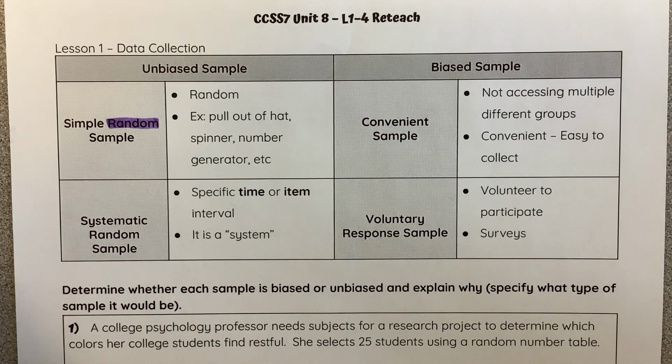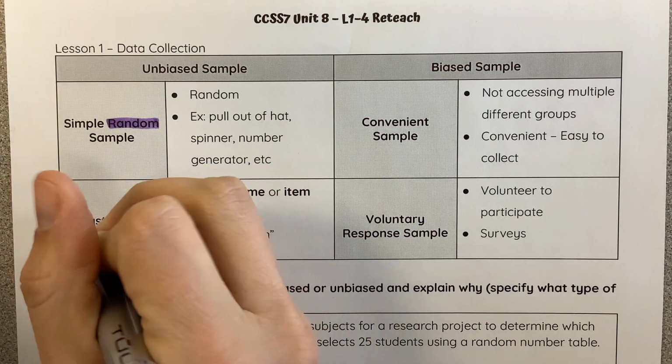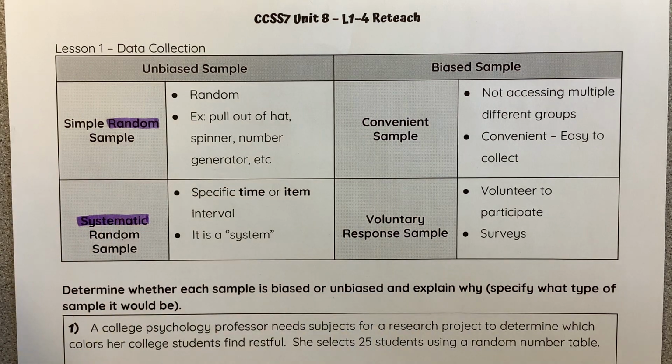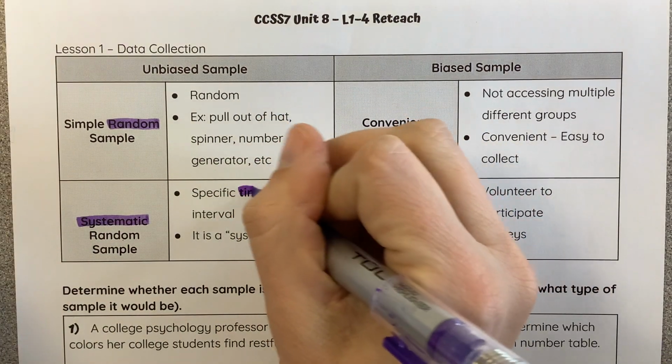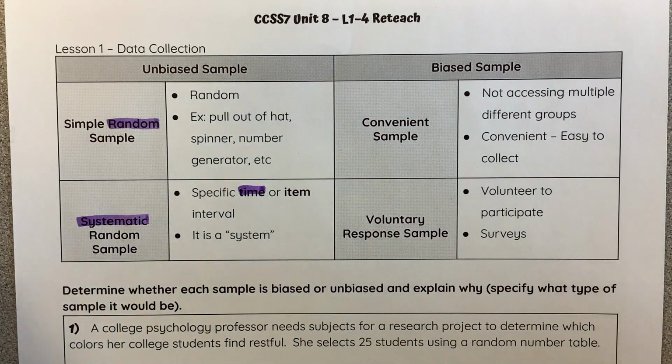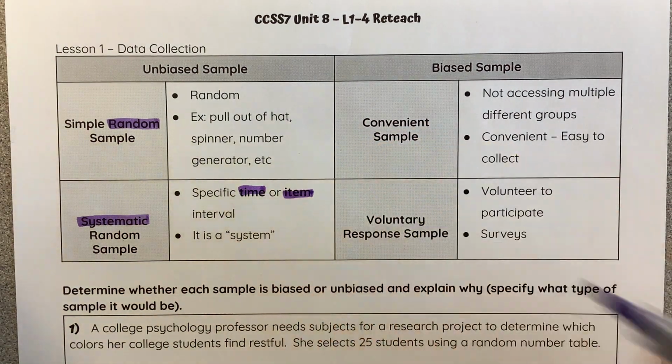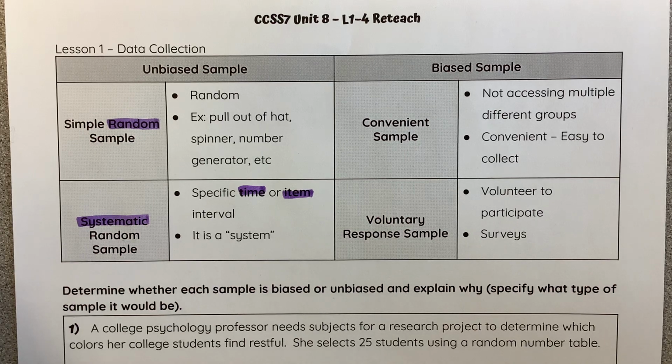For the systematic random sample, the key word is it is systematic. There is a system in place. Every 10 minutes, every 15 minutes, or every 10th item, every 30 items, there's a system in place. These are accurate representations of the data.